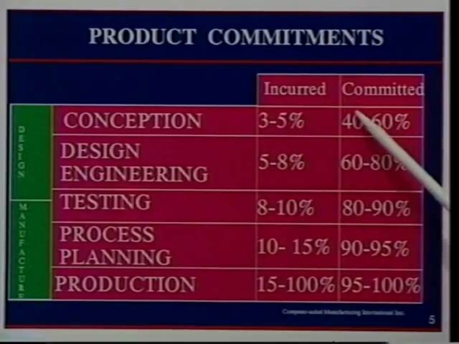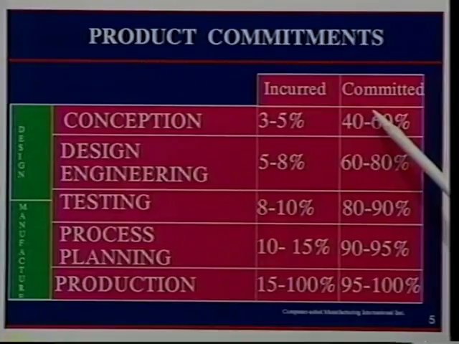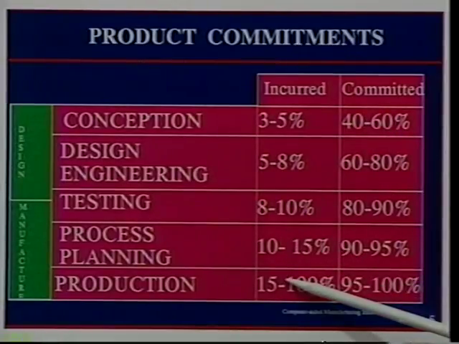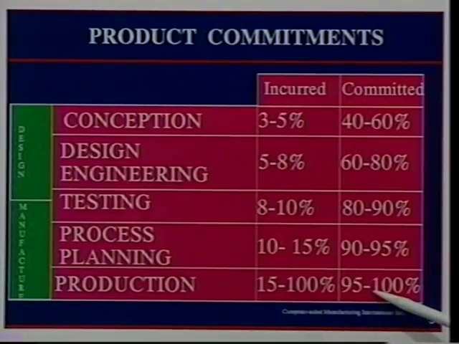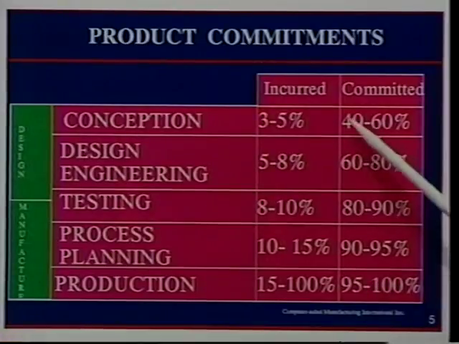However, we make 40 to 60% of the commitments during this stage. In the final production stage, we incur 85% of the cost, but we can change only about 5% of the variables. So, we have control over 5% of the variables versus a large number of variables here. So, what does this translate to? This translates to the following.